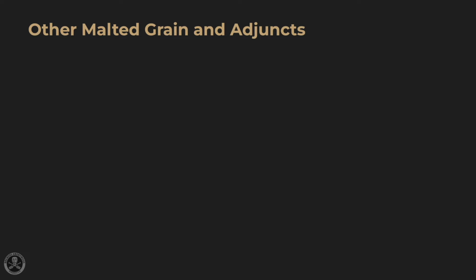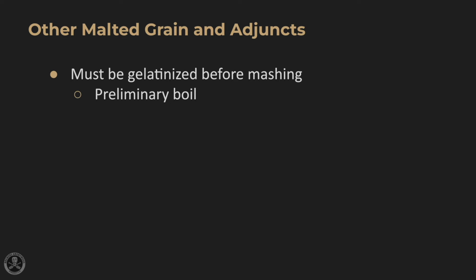Grains are not the only source of fermentable sugars in brewing. A common ingredient used to brew beyond grains are cereal adjuncts. Before the adjuncts can be used, they have to be gelatinized before mashing. That's either done through a preliminary boil in a double mash process or by being flattened through hot rollers.